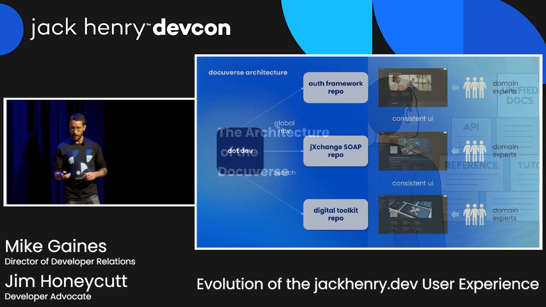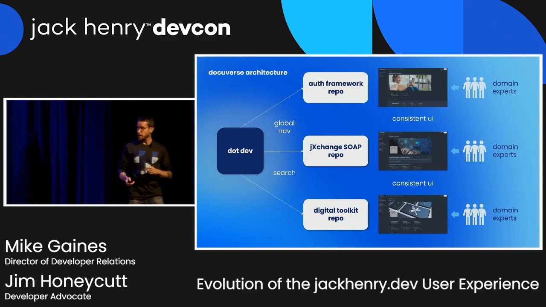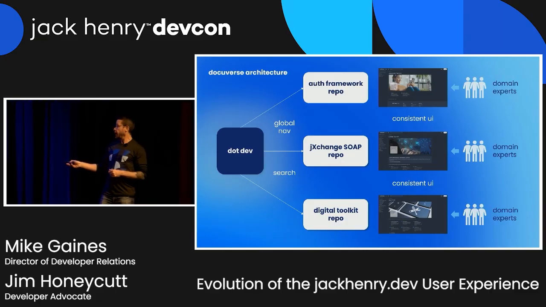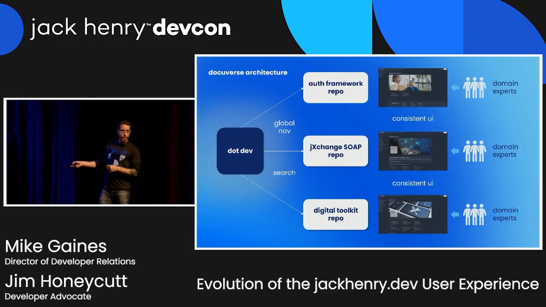So let's take a look at this. I'll step out of the way so you can see this here. As we look across all of these different sites, each one lives in its own GitHub repo. I'm only showing 3 of these here today: the Authentication Framework, JExchange SOAP, and Digital Toolkit. Each has its own GitHub repo and potentially has its own group of people editing it. So this is really cool.